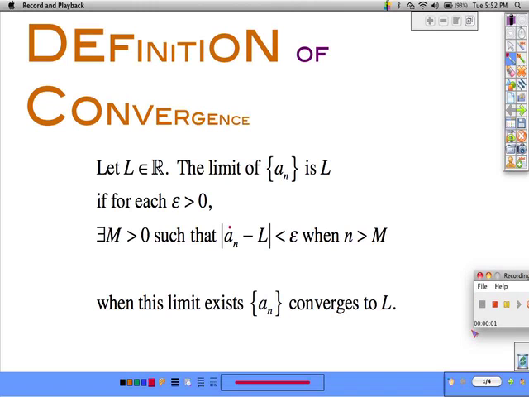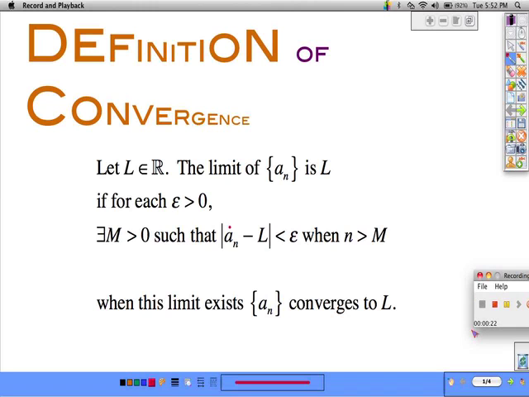So we talk about convergence, but do we really know what that means mathematically? Do we know why we can say that something converges to a value? And that's what the last part of 9.1 is about. How do we define convergence? And it's defined by this statement here.